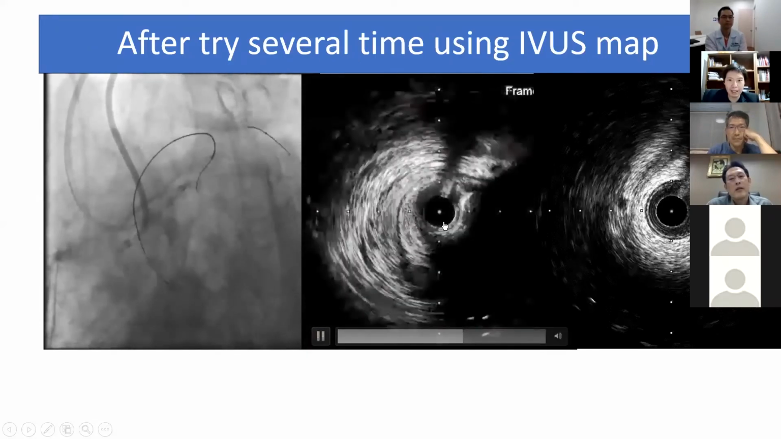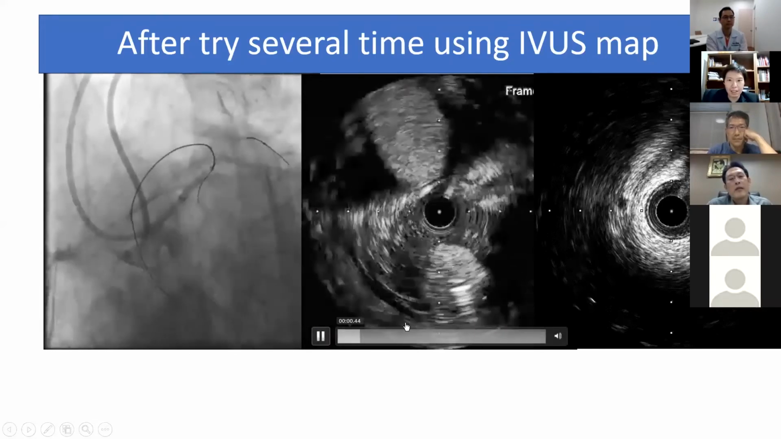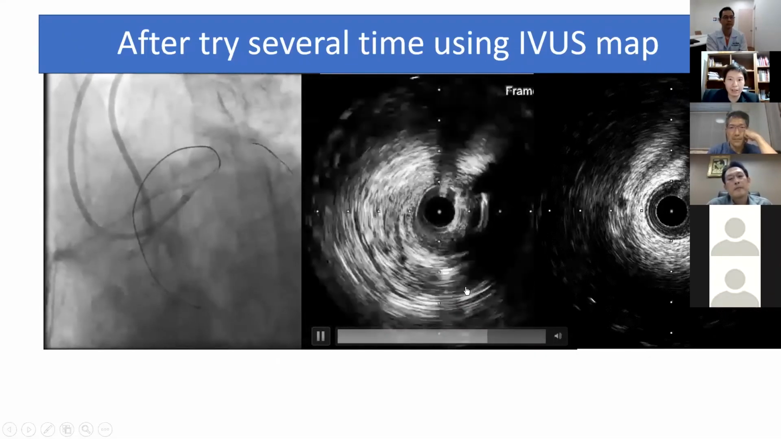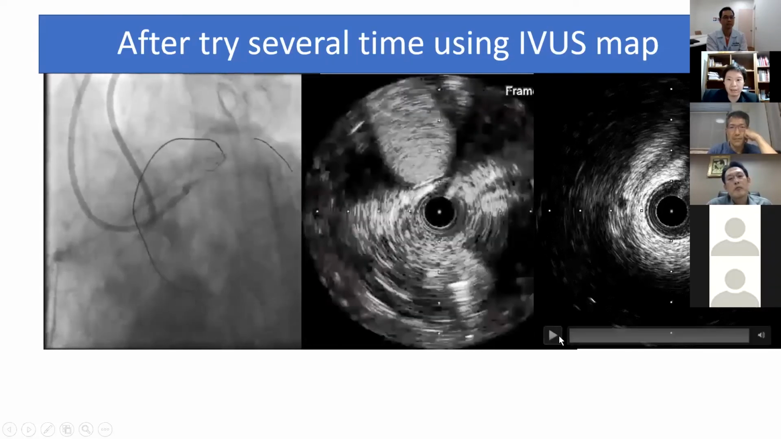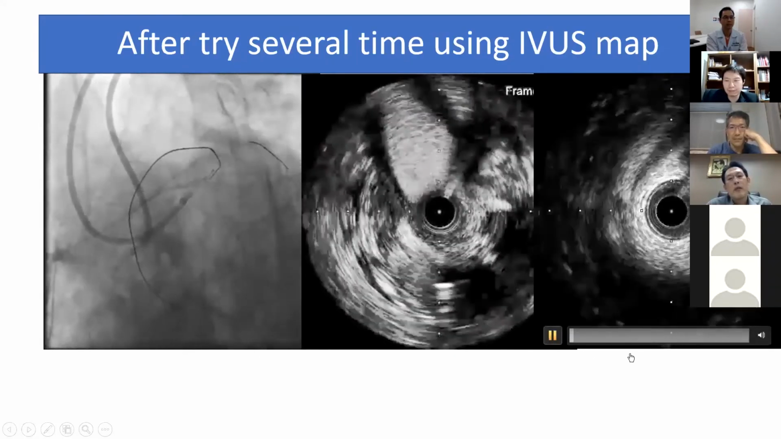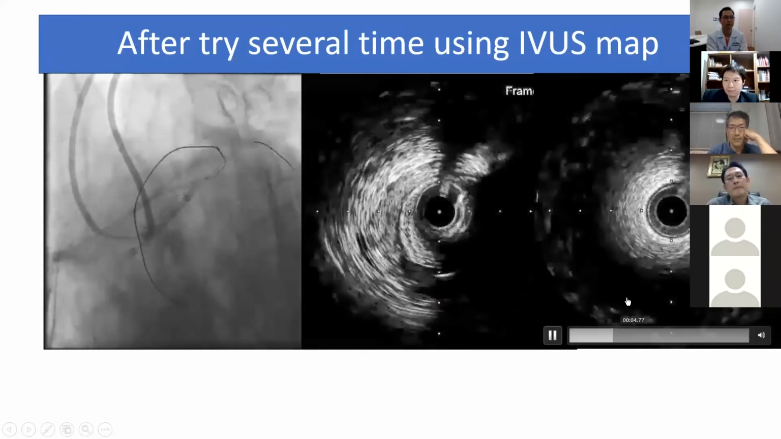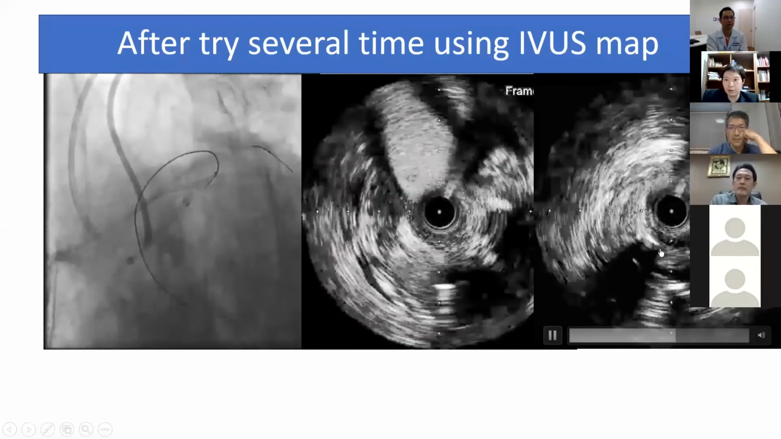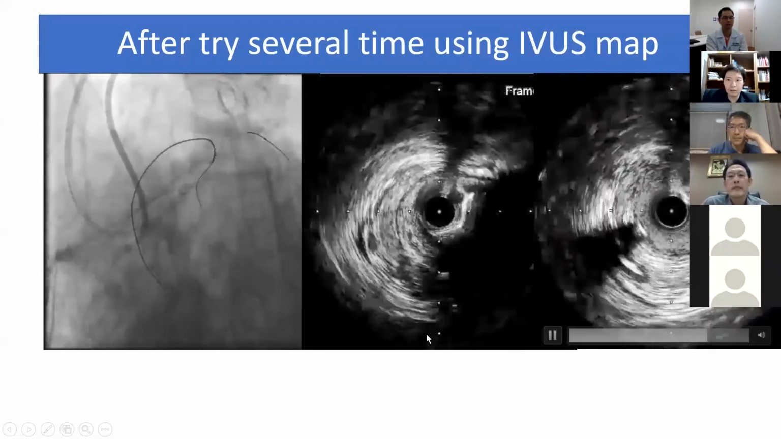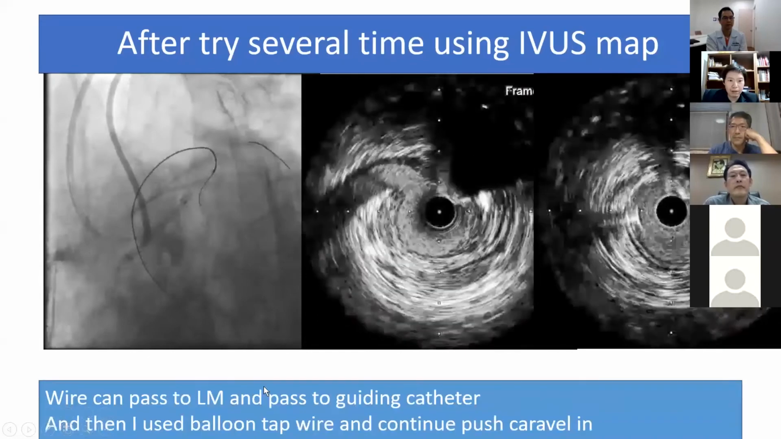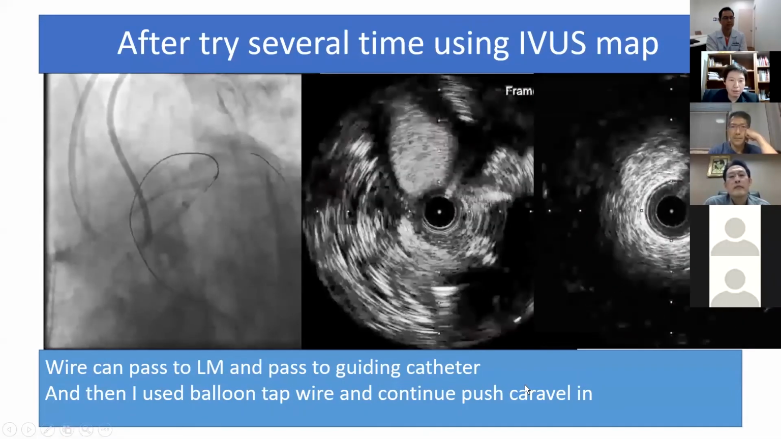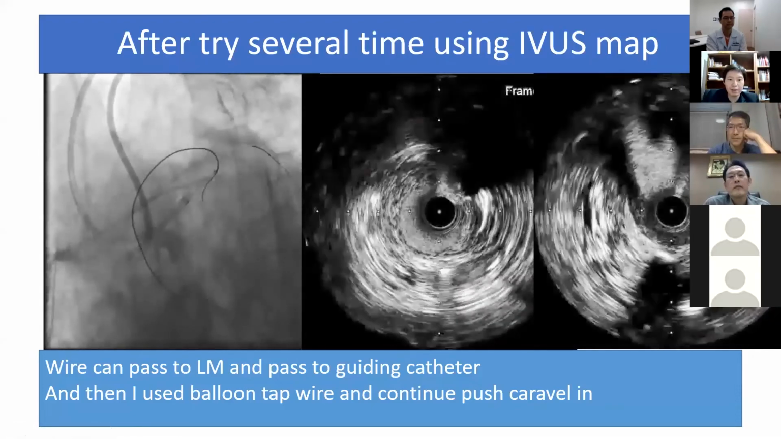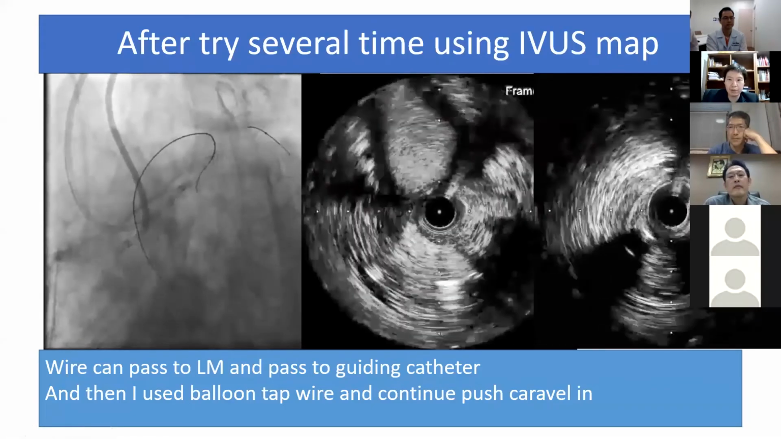This is the wire in the RI. The first time, as you can see, the guide second goes out the wrong way, to the subintima of the left main. So I try again. And then the guide second goes into the true lumen of the left main. So I can pass to left main and pass to the guiding catheter, and then I use balloon trapping wire and continue to push Caravelle in.